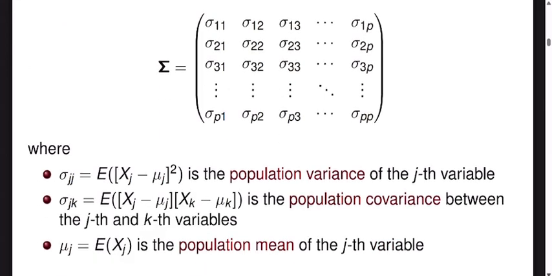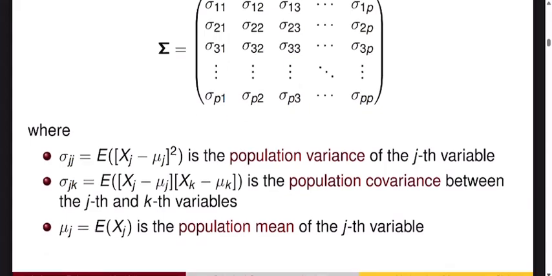And of course, if I want to figure out the population variance, sigma jj is the expected value of xj minus mu j, all squared. Then the covariance is that, and the mean is that. But this is not for a sample. This is for the population. I just wanted to take note. That was why we're using expectation. Expectation will take us back to the population.